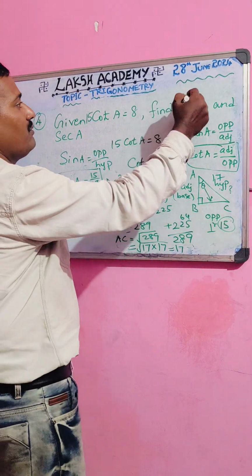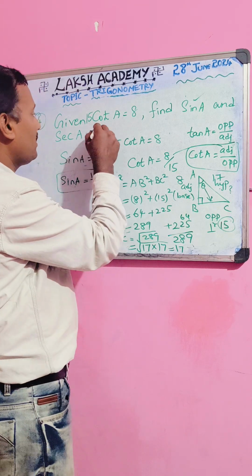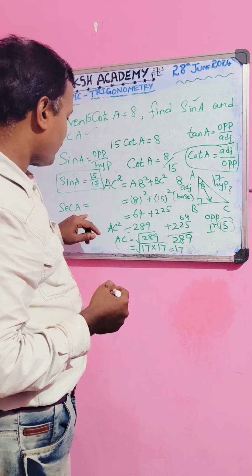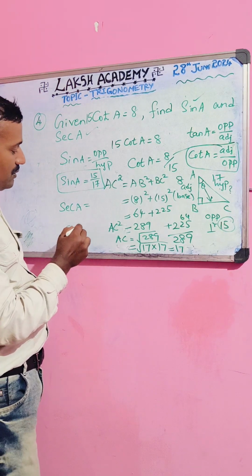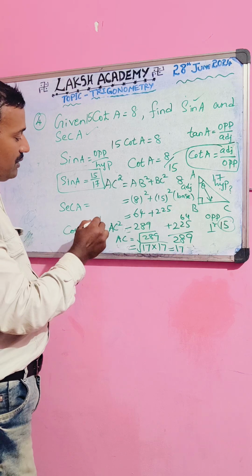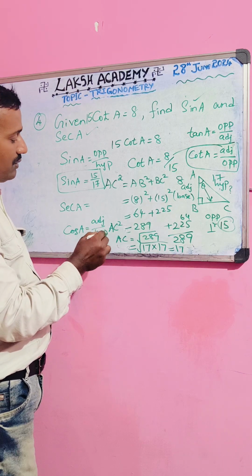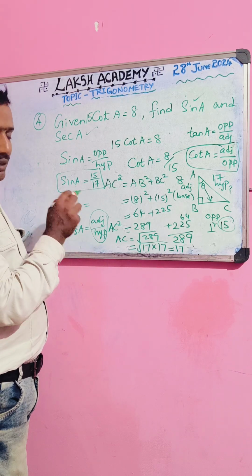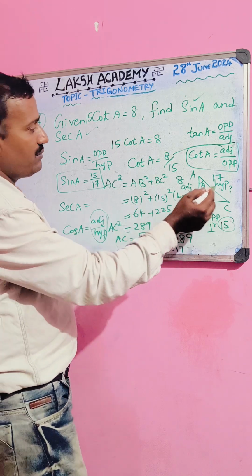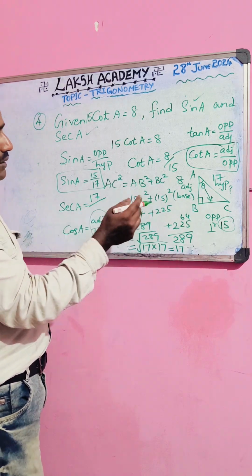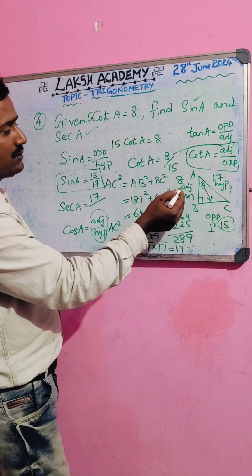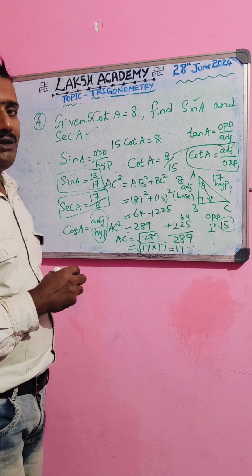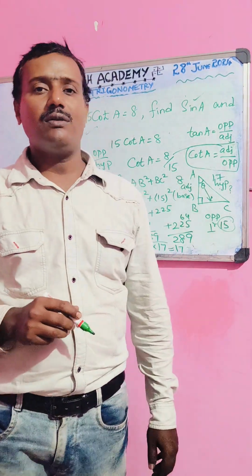Okay, we found one, and then the second one is secant A. For secant A, cos A equal to adjacent by hypotenuse. Secant means the reciprocal of this, hypotenuse by adjacent. Now the hypotenuse side we have is 17, and the adjacent side we have is 8. So the answer for secant A is 17 by 8. So let us go for the next question.